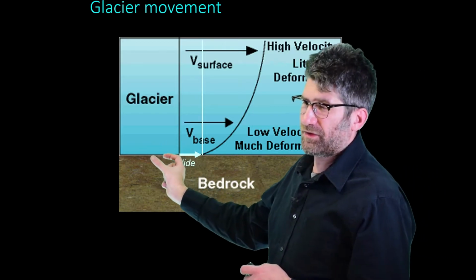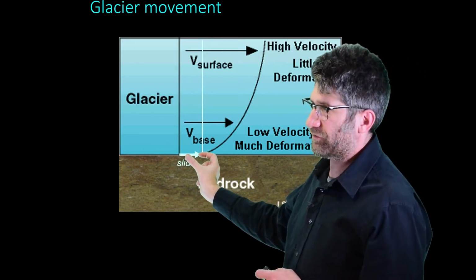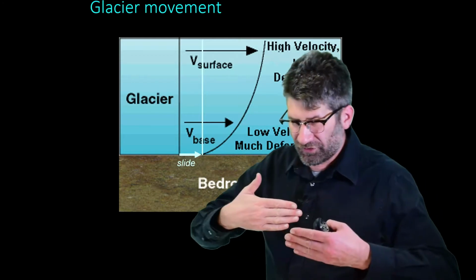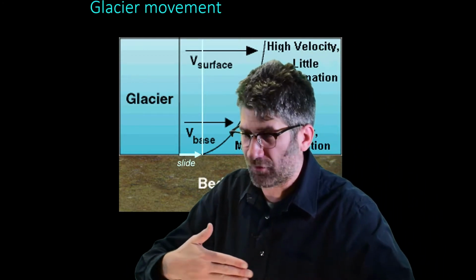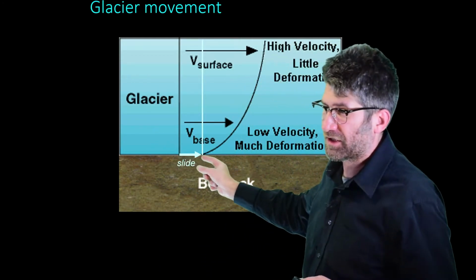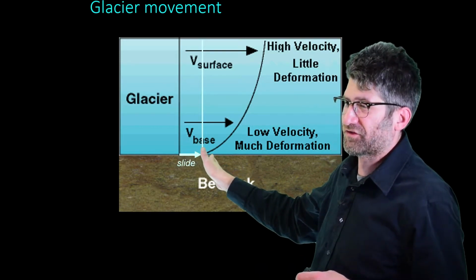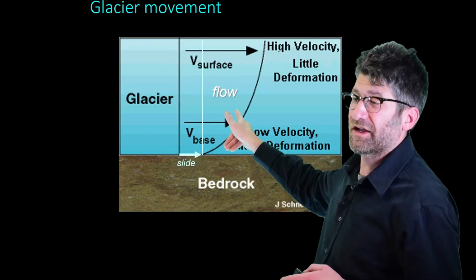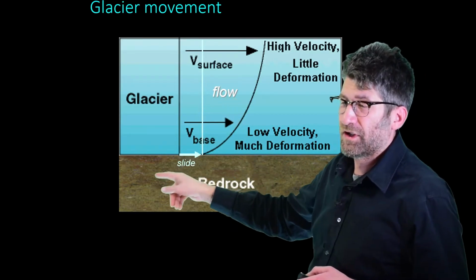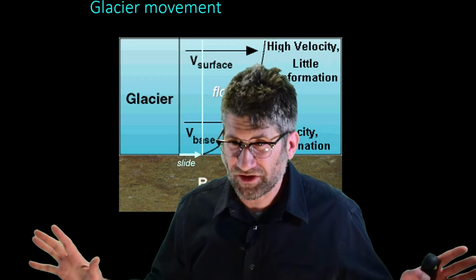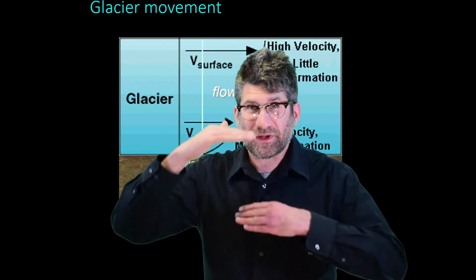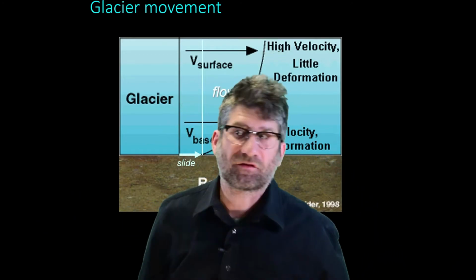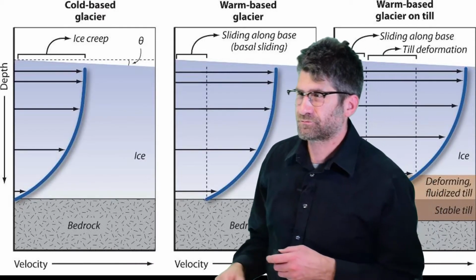Oftentimes at the base of the glacier, what we have is what's called slide, where the actual entire glacier mass is sliding along on the base of the bedrock. So that would be a portion of the velocity. And then on top of that would be the deformation internally in the ice that we call flow or creep. So the slide is the whole thing moving as it slides along the bedrock. Then we get that flow, the internal deformation of the ice as well.